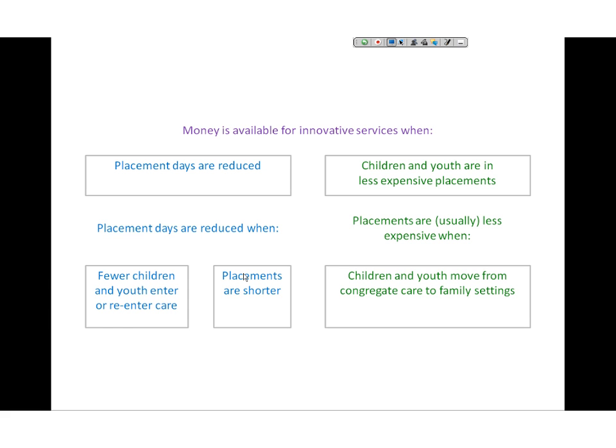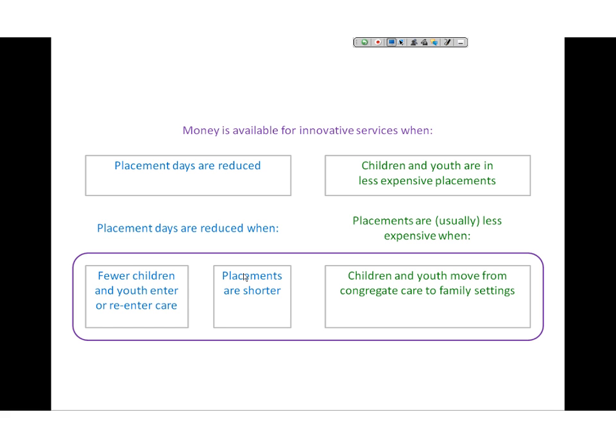And on the other side, in terms of making them less expensive, one main way to do that is to move them from congregate care to family settings. So I just want to introduce that. And these three strategies for making money available for innovative services, we'll come back to. So fewer entries, shorter placements, and movement from congregate care to family settings.